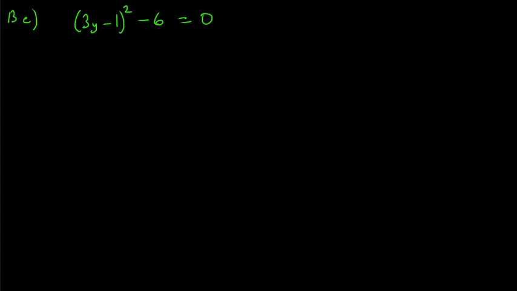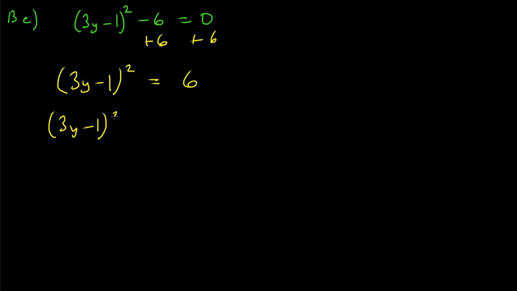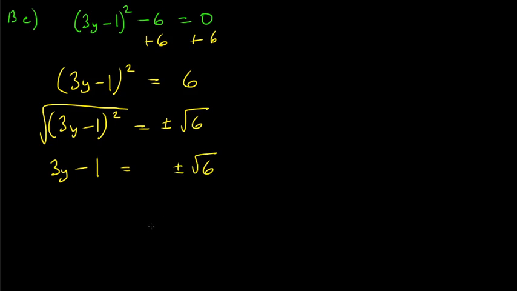Okay, so here's 13C. 3y minus 1 squared minus 6 equals 0. So here we cannot take the square root of both sides yet. We have to add the 6 to both sides first. Right. Now we can take the square root of both sides. Don't forget the plus or minus. So the left side is just 3y minus 1. And the right side is just plus or minus square root of 6. Right, square root of 6 we can't simplify any further.